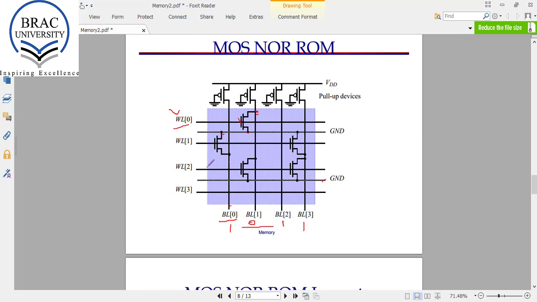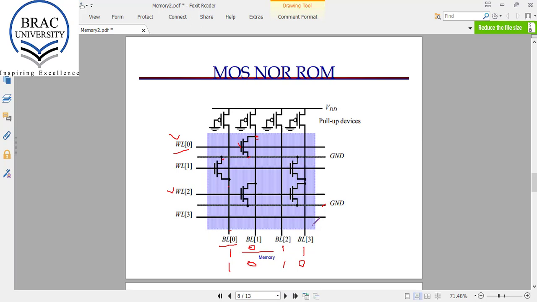For the word line 2, if we consider this, what will be the stored value? The stored value is 1 here, here we have 0, here again we have 1, and again we have 0 here. Okay, so I hope now you understand how this NOR ROM works.